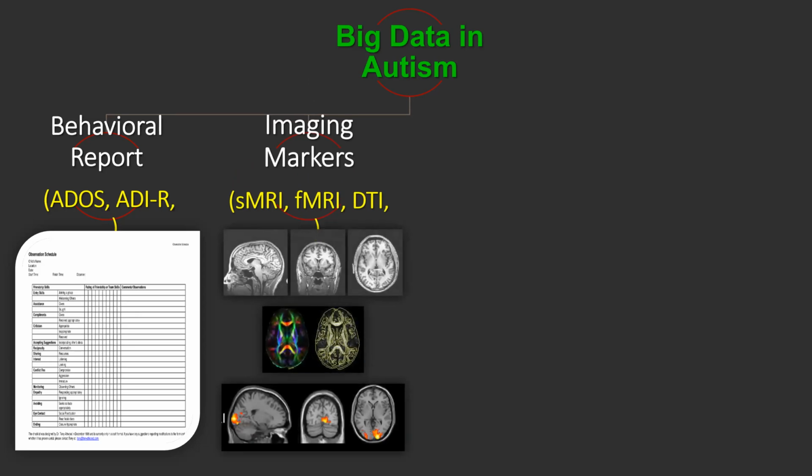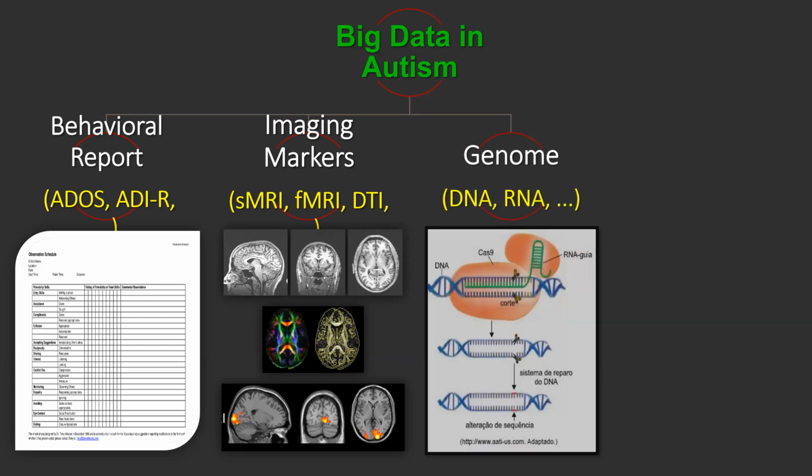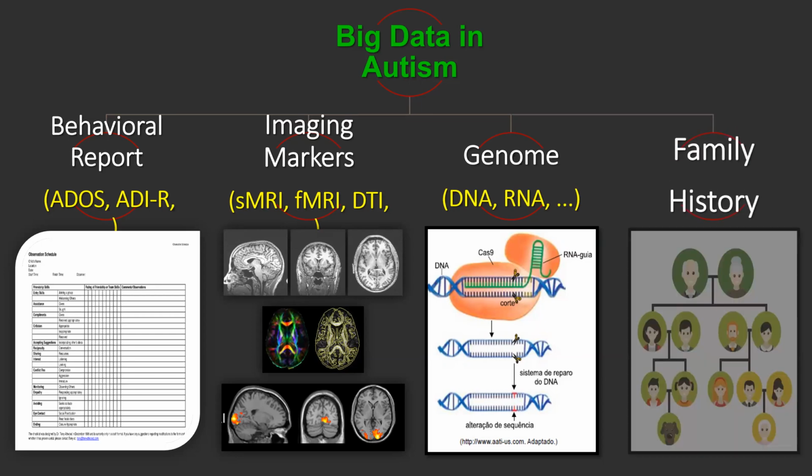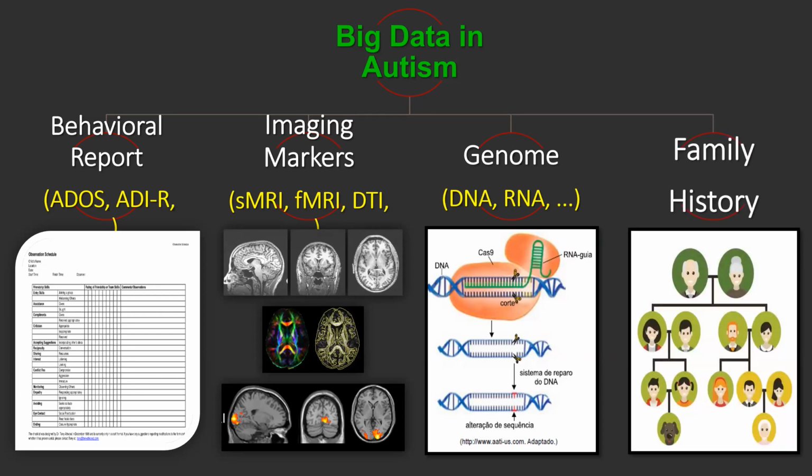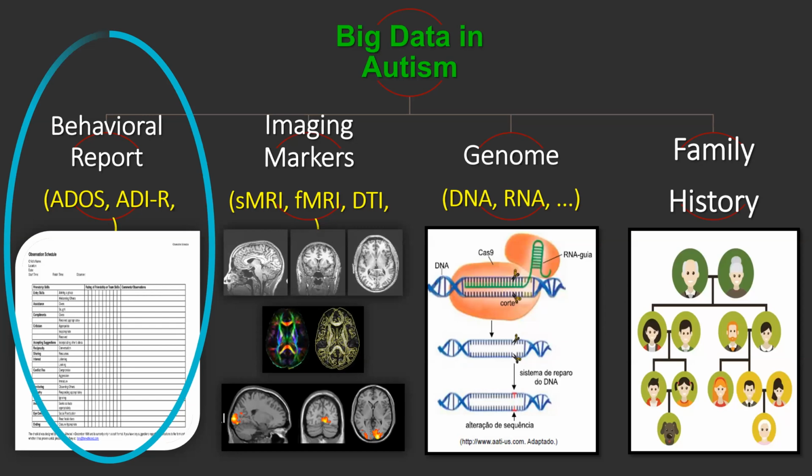This will be our ground truth. For imaging markers, we're going to use 3 types of imaging: structure MRI, function MRI, and DTI. And we're going to use the genome of the patient, and family history, whether there is any history of brain disorder. And again, this will be our ground truth or our validation.